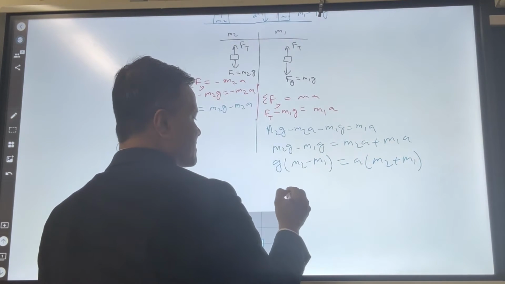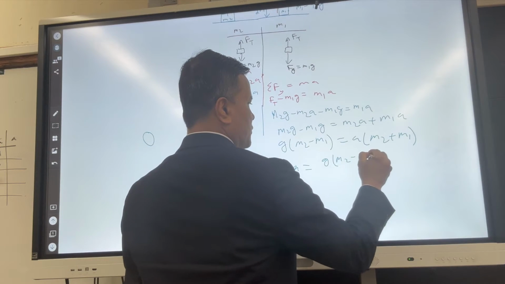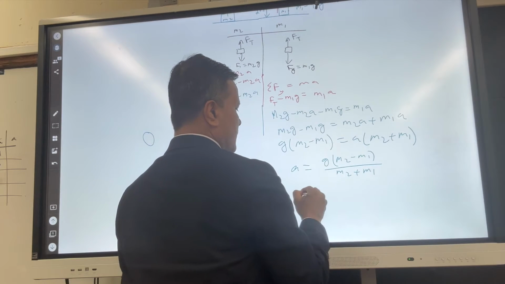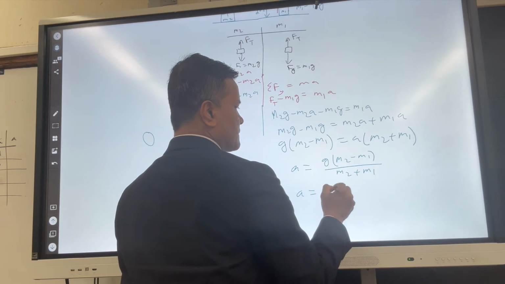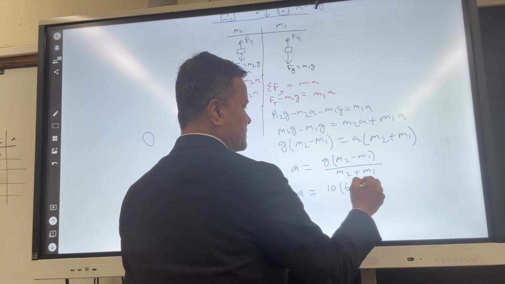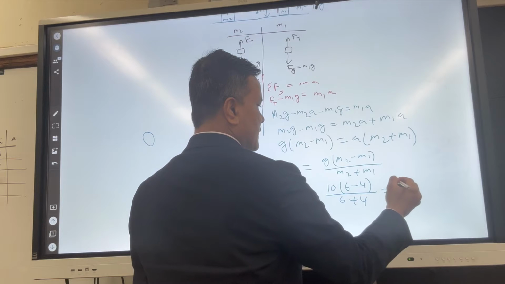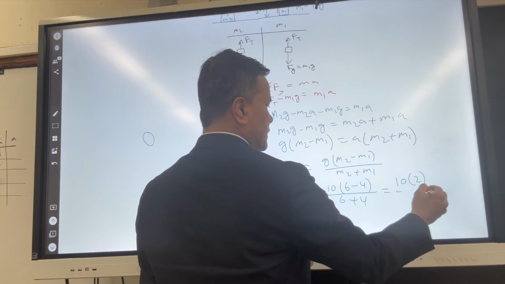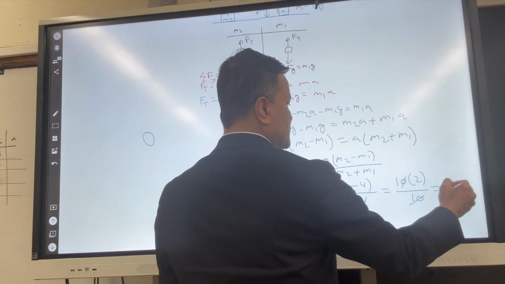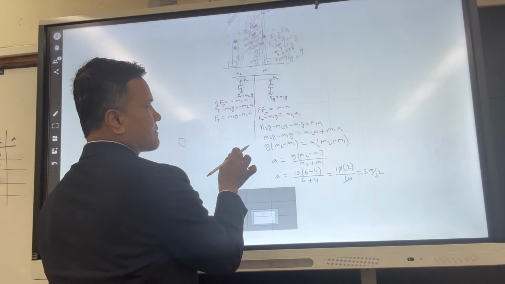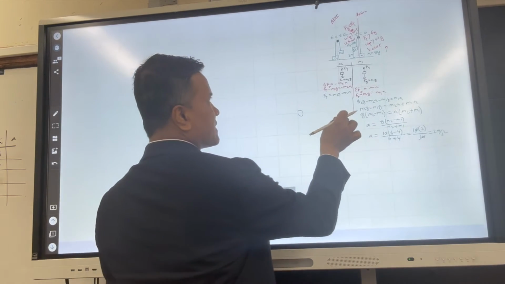So acceleration is g times m2 minus m1 over m2 plus m1. You're going to use g as 10, m2 is 6 minus 4, over 6 plus 4. So you see that 10, 2, and 10. So acceleration is 2 meters per second squared. Okay, that's the acceleration. Now we're going to try to find the velocity.